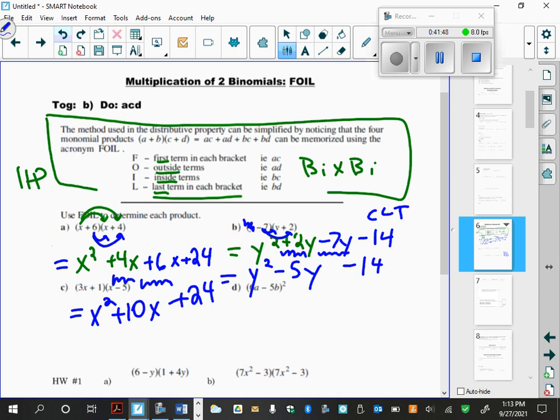10x. Full marks. Good job. Happy trinomially. Okay, your turn to do C and D, please. And we'll correct those in about 5 minutes.